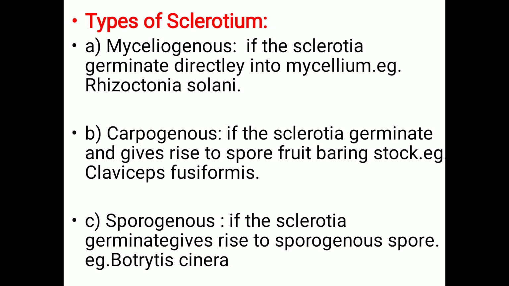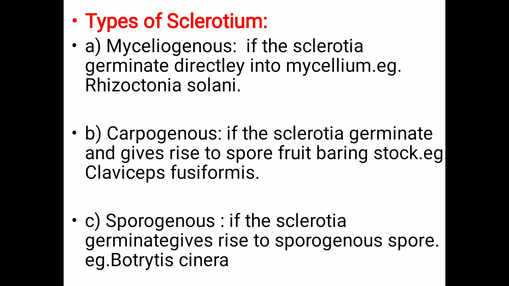The next one is carpogenous sclerotium. Carpogenous means if the sclerotia germinate and give rise to spore fruit bearing stalks. After the germination of the sclerotia, they produce the spore fruit, and inside the spore fruit, different spores are produced. Then it is called the carpogenous sclerotium. For example, Claviceps fusiformis, that is called ergot of bajra.